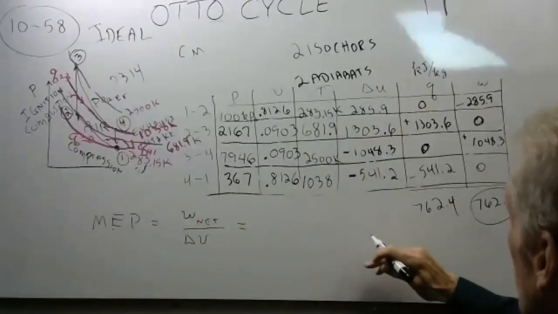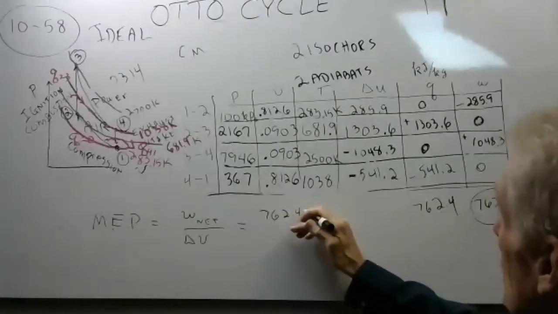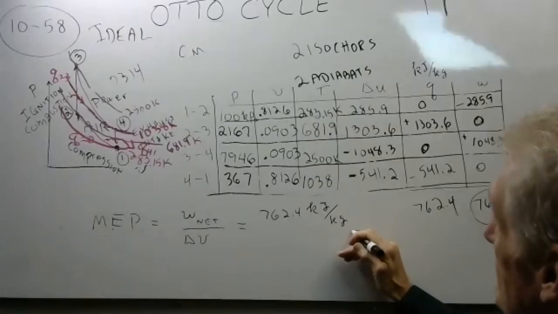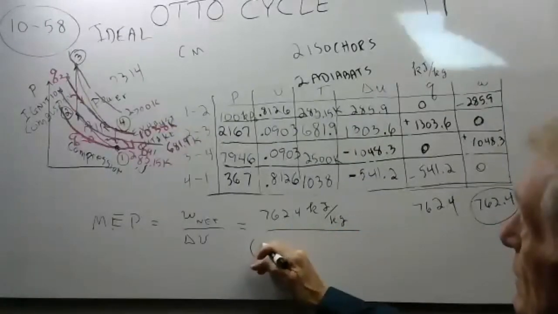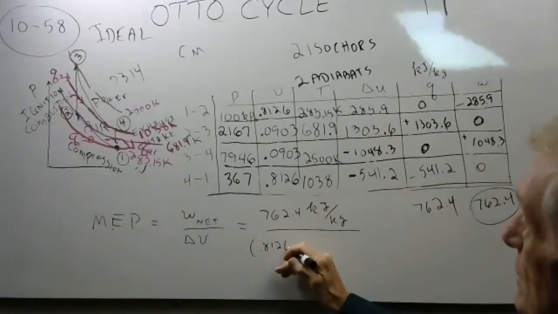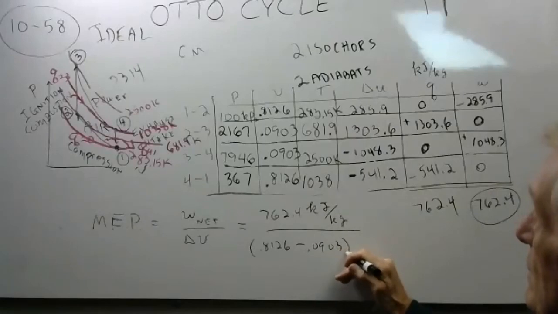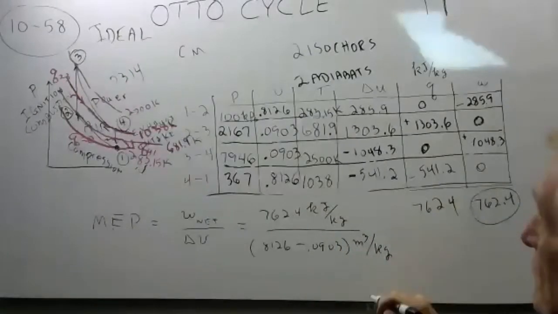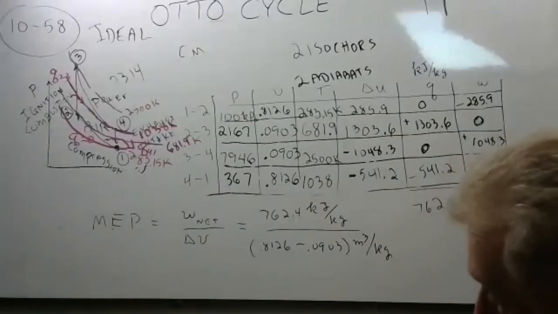Now let's see if we can do that. The net work is 762.4 kilojoules per kilogram. And the change in volume would be the 0.8126 minus the 0.0903 cubic meters per kilogram. Okay, I'm going to do that. And we're going to get the mean effective pressure. Here goes.